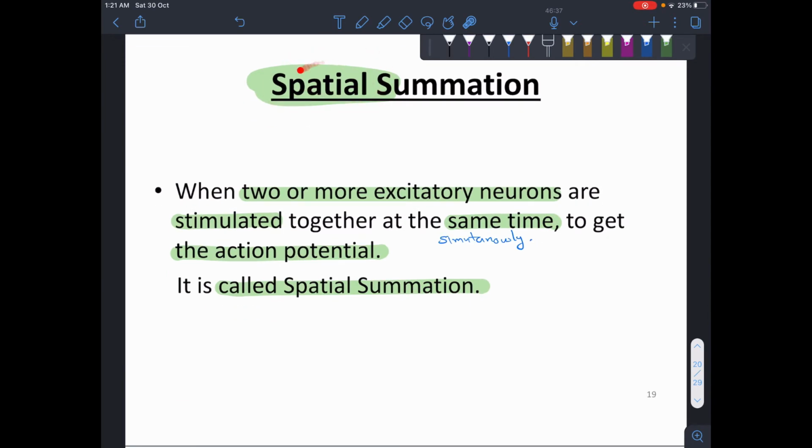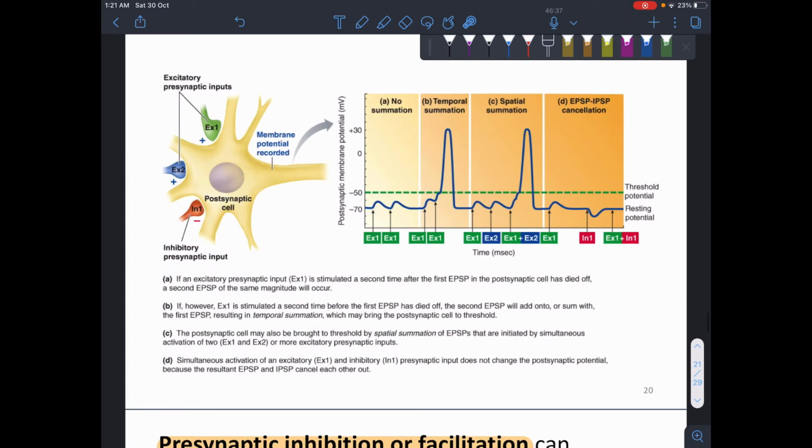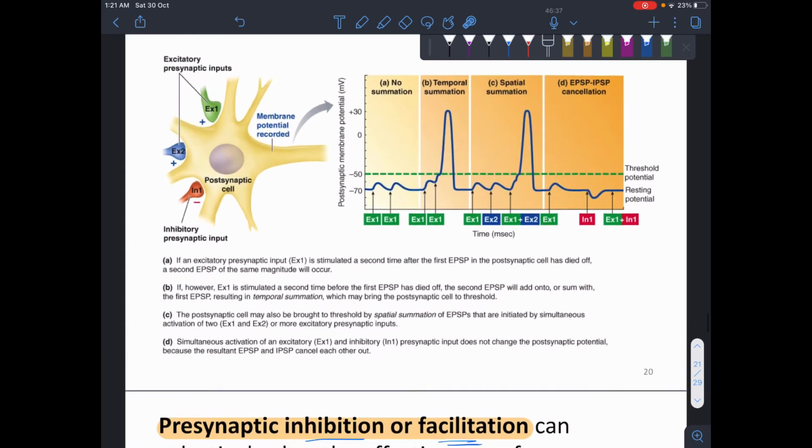نجي spatial summation, at the same time happening but two or more excitatory neurons are stimulated together at the same time to get the action potential. بس أكثر من واحد يعني قاعدين يأثرون على the same neuron. It's called the spatial summation. So yeah, this is it.